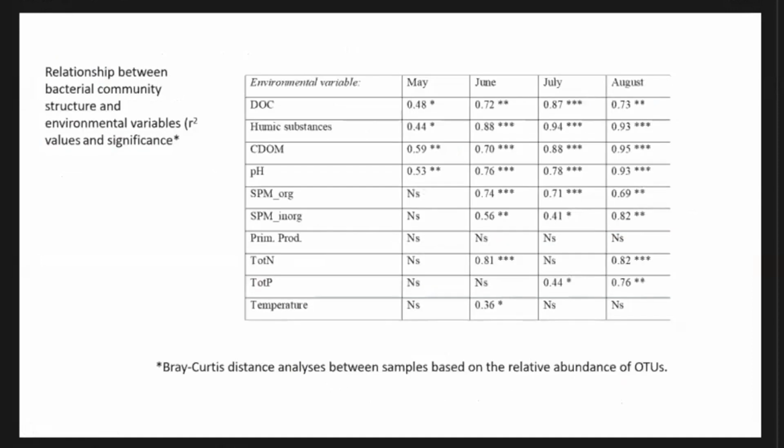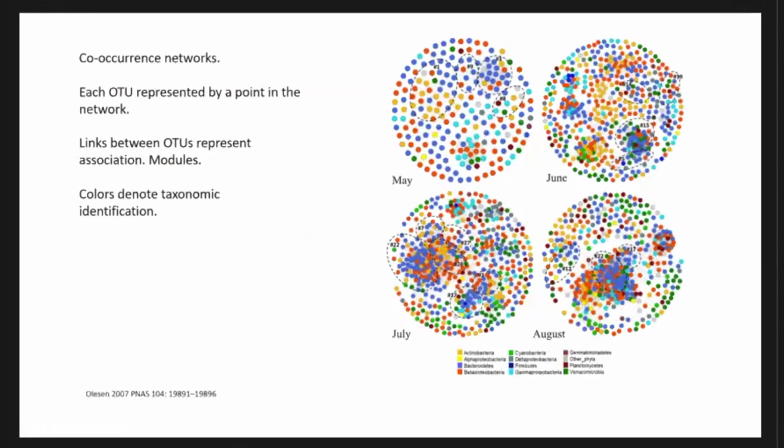And also when we relate the bacterial community structure to DOC, I mean the terrestrial components, we can see that DOC, humic substances, and CDOM have a significant relationship to the bacterial community composition during all three months, not only in spring, with an even stronger, more significant connection, as we can see later on.